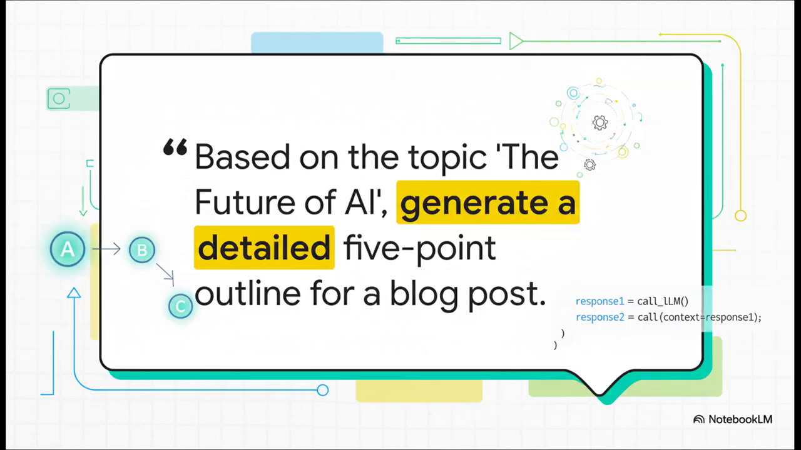Here it is, the first link in our chain. It's a simple, very focused request. We give the model a topic, and we ask it to generate a detailed 5-point outline. The output of this step is going to be the blueprint for the entire rest of our process.